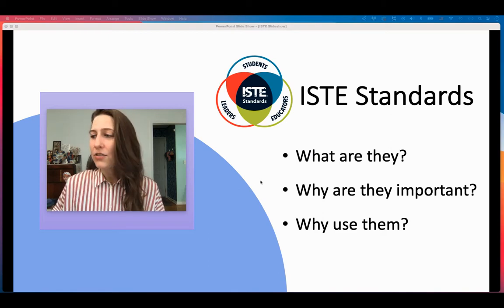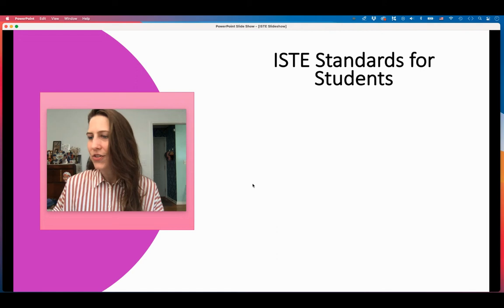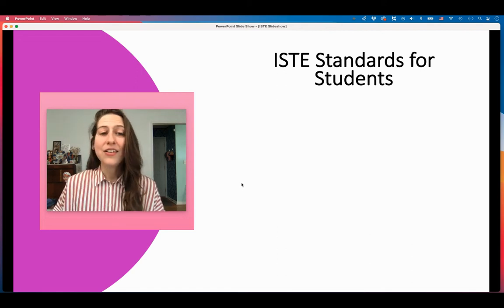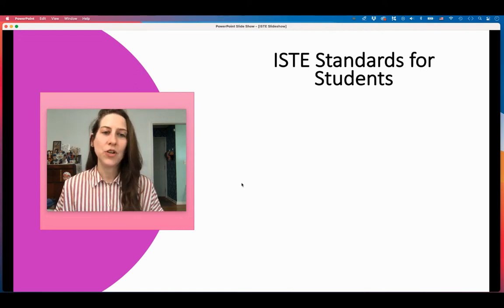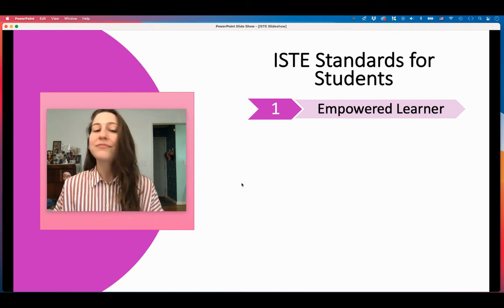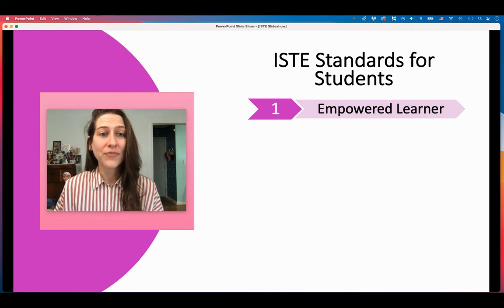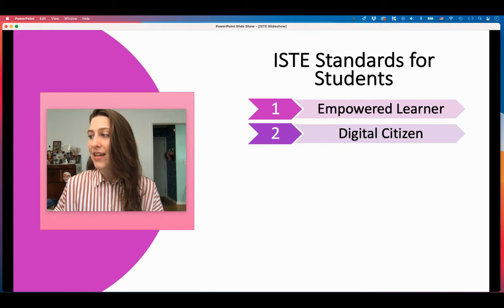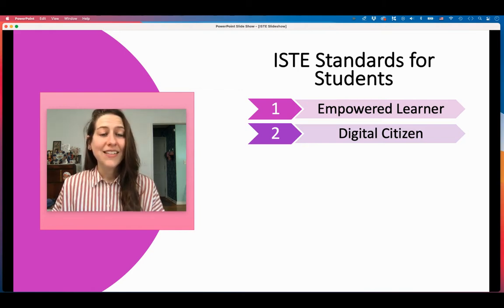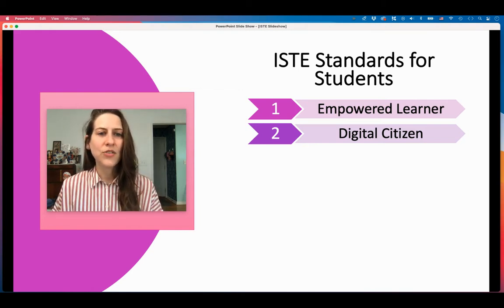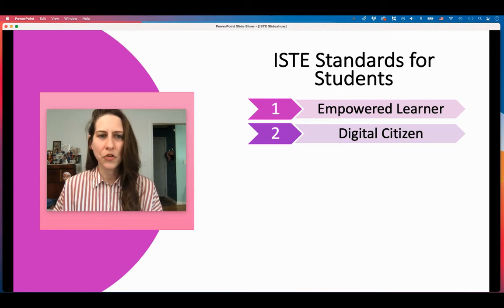So let's take a closer look at the ISTE standards for students. The standards are grouped into 7 categories, the first of which is empowered learner. This category sees students using technology independently to set and achieve goals. The next standard is digital citizen. This category sees students understanding how to navigate the digital world safely and ethically.